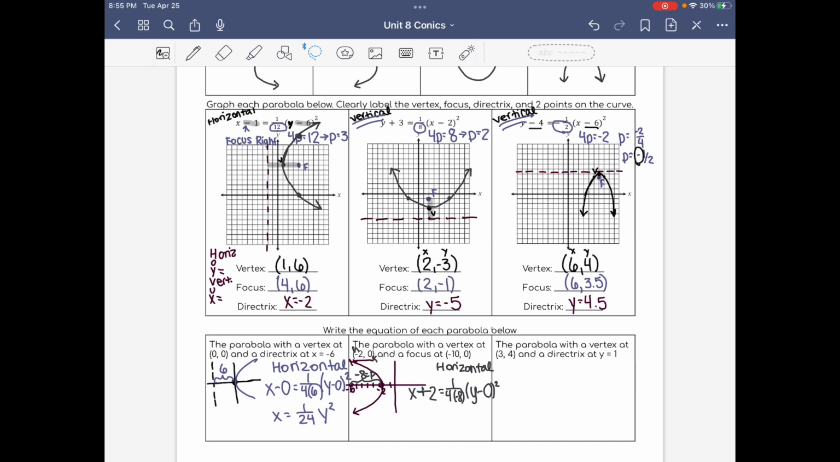And then let's clean it up a little bit. This will be x plus 2 still. 4 times 8 is 32, so that's going to be -32 y squared.